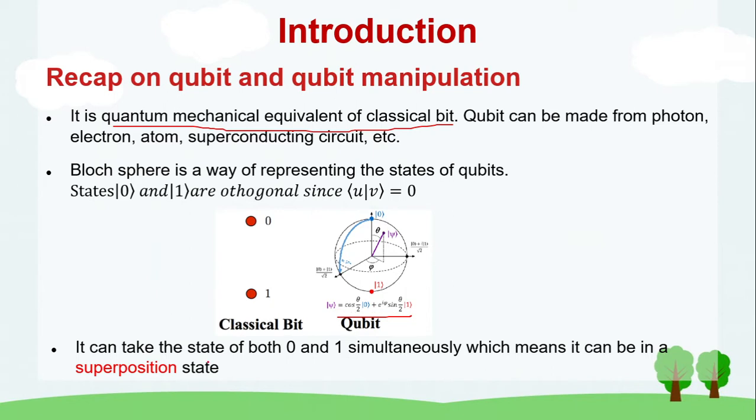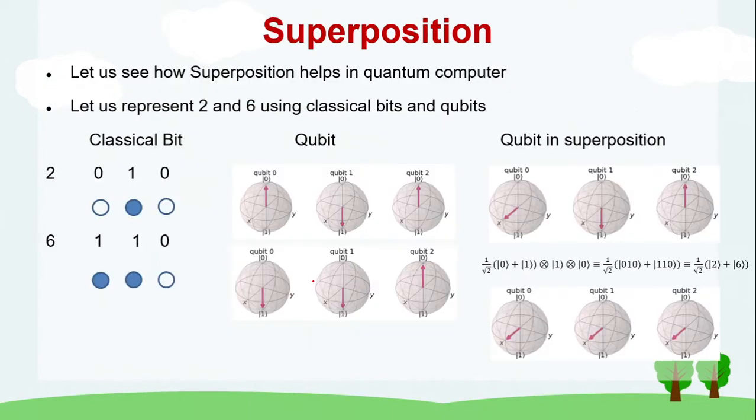So the conclusion is, a qubit can take the state of both 0 and 1 simultaneously. This is what is important, which means it can be in a superposition of 0 and 1. And that gives a tremendous advantage of a qubit over a classical bit. Let's see how it is useful in a quantum computer and how it gives power to a quantum computer.